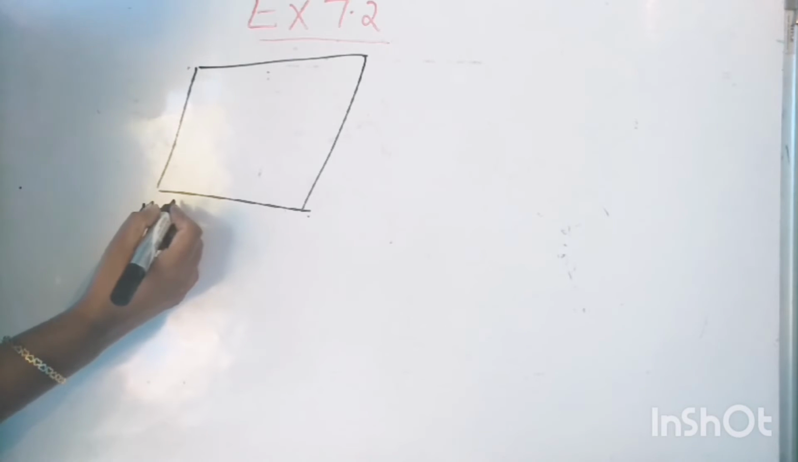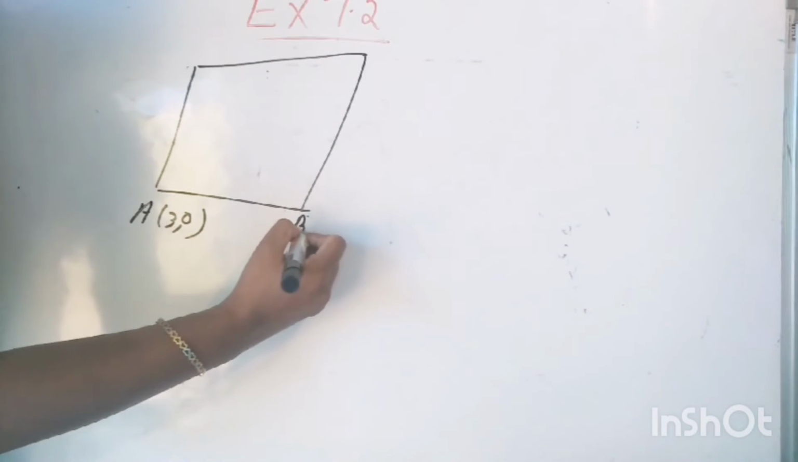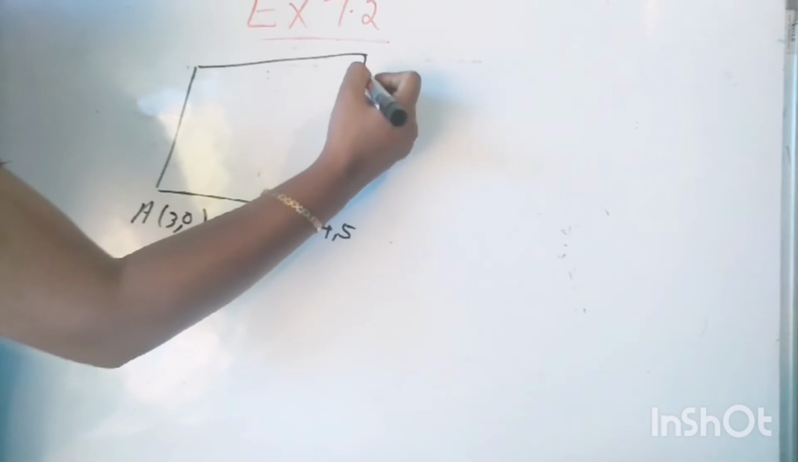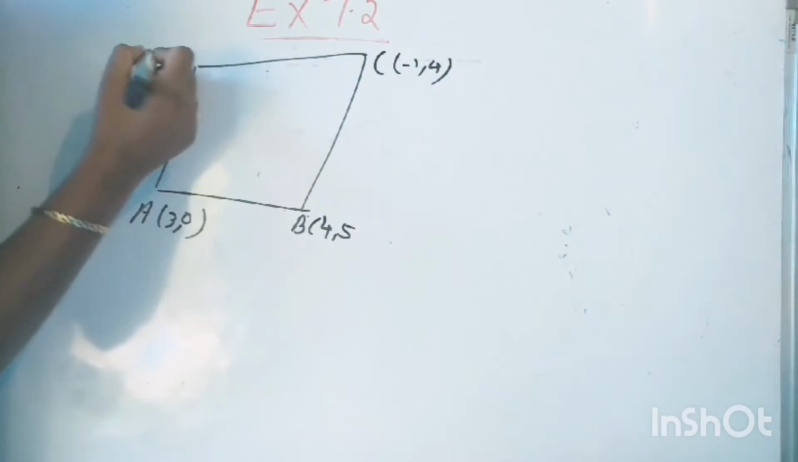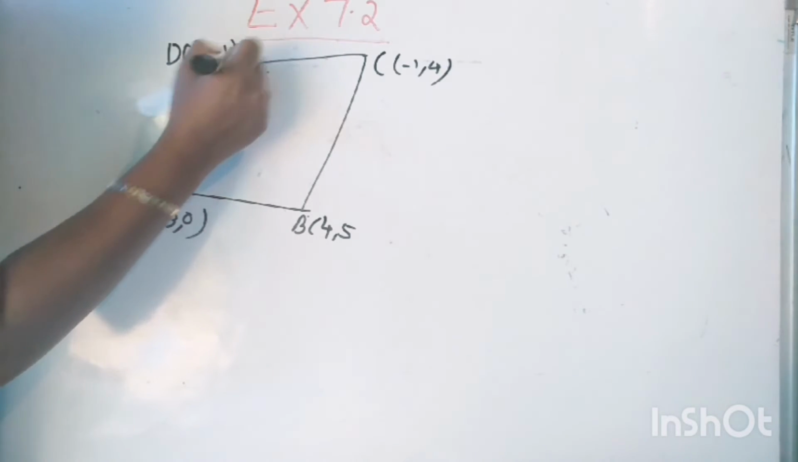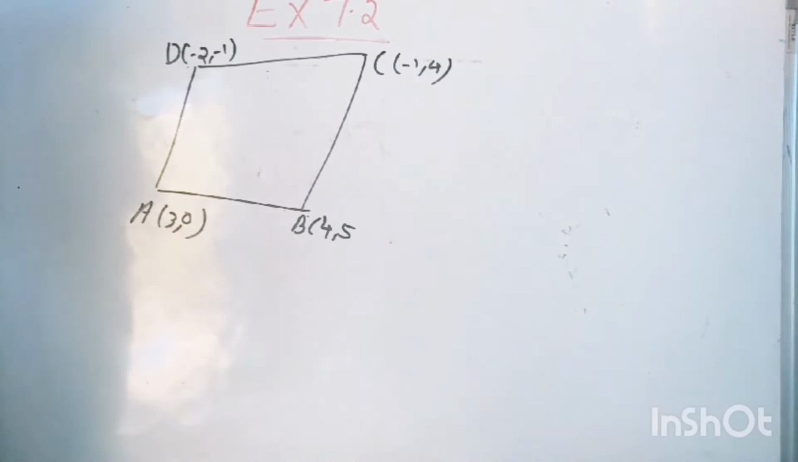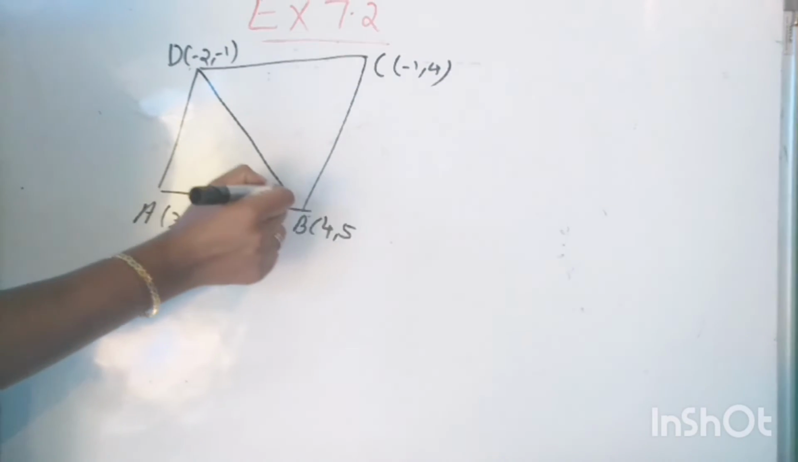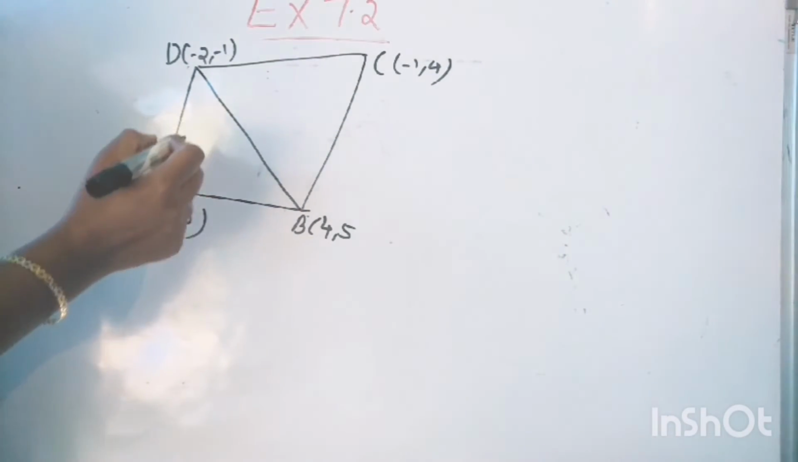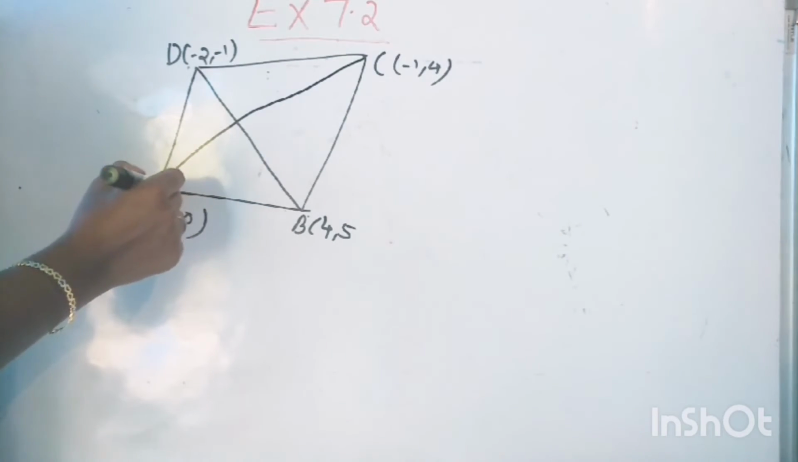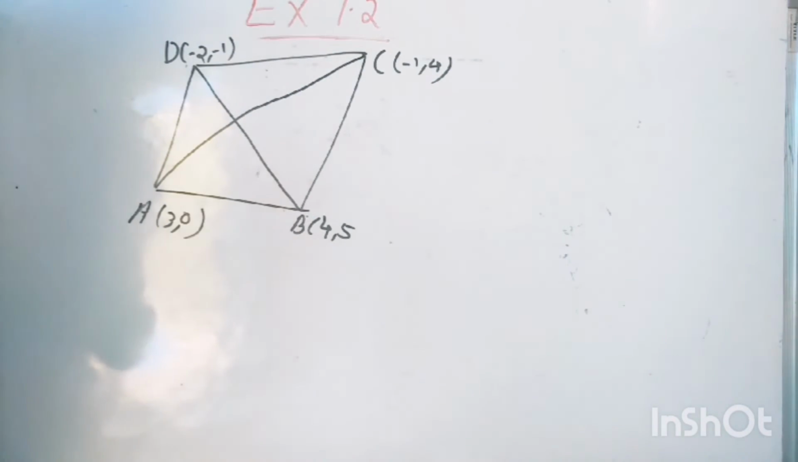A of (3, 0), B of (4, 5), C of (-1, 4), D of (-2, -1). These are our given points. Now we need to find the area of this rhombus. Actually, the area of this rhombus is half into the product of its diagonals. That means we need to find the length of AC and the length of DB. For that, we are going to use the distance formula.